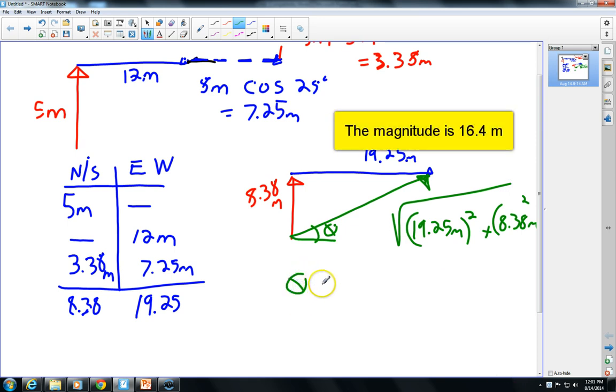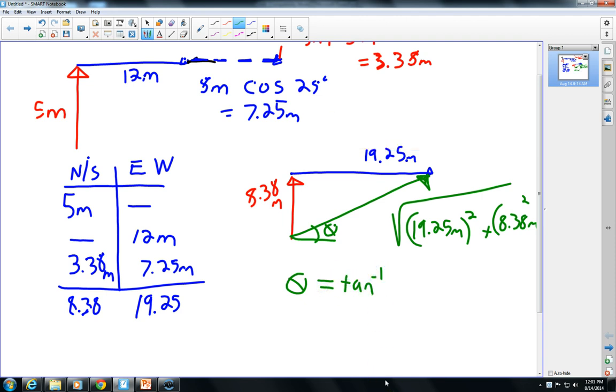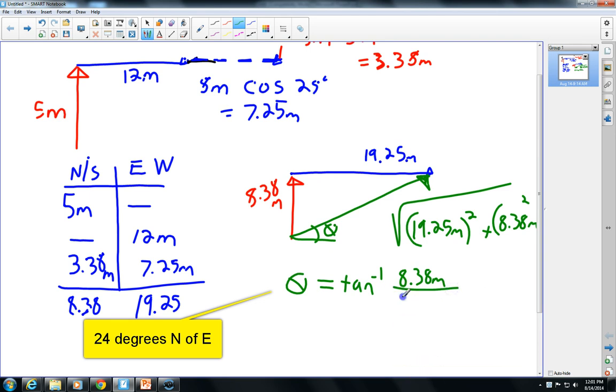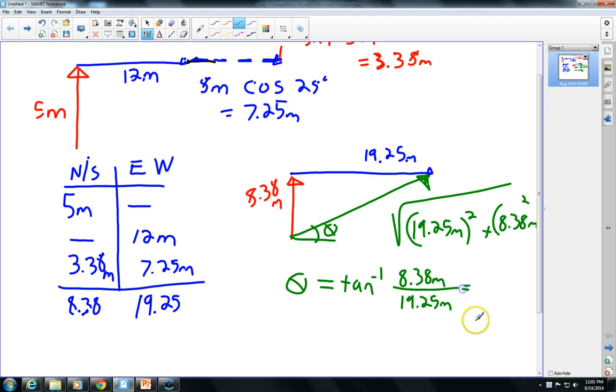And the arctangent of the opposite side, which would be 8.38, over the adjacent side of 19.25 meters. And that would give the resultant angle. And this is why we would want to take vectors and break them into the components so we can add them easier. And we'll do more problems with this as we go into the next unit as well.